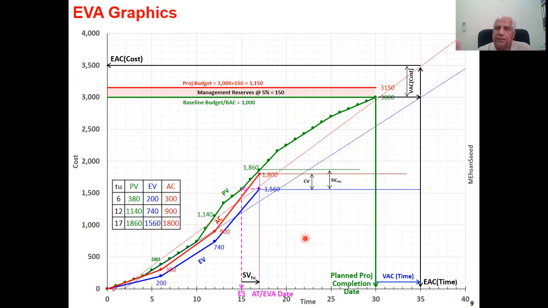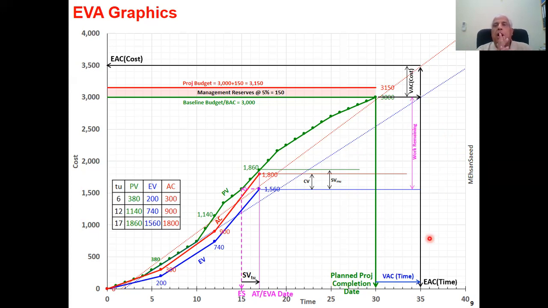Another way of saying the same thing is how much of the project has been completed in terms of value. Well, the work completed is 1560, and how much work remains? 1440. So how much work remains is from this line to where we have to reach, that is here. So this distance is your work remaining.